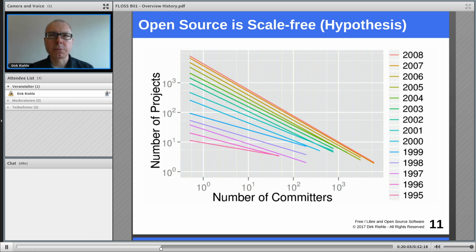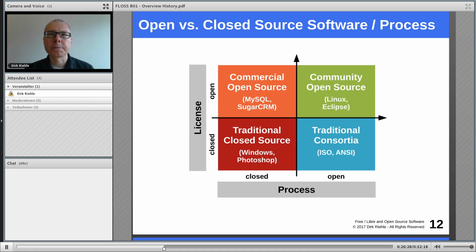We still need to get better data and do the math, but it would be quite an upset if we were able to show that empirically, because it's certainly not true for closed source software development. So if we were to prove this, the development processes of open source software would have been shown to be superior to closed source software development processes.